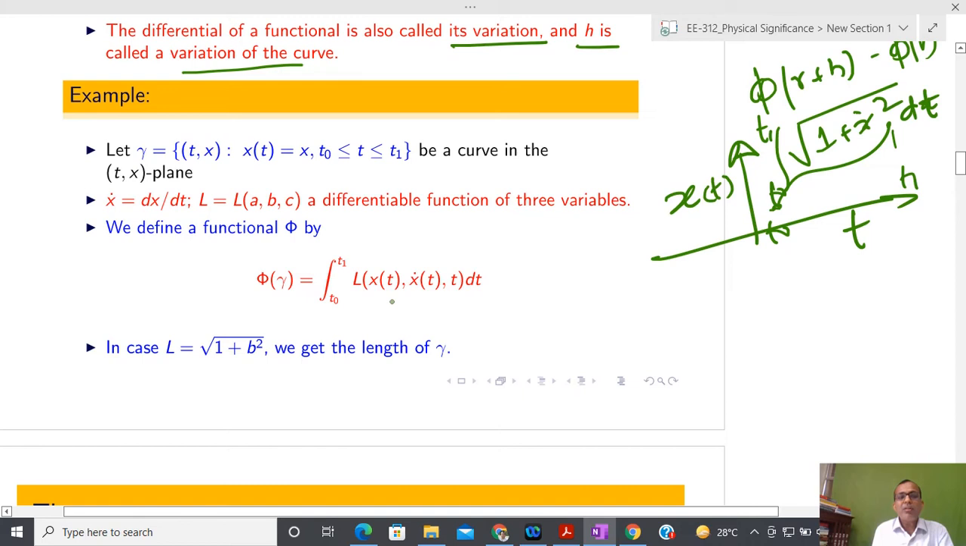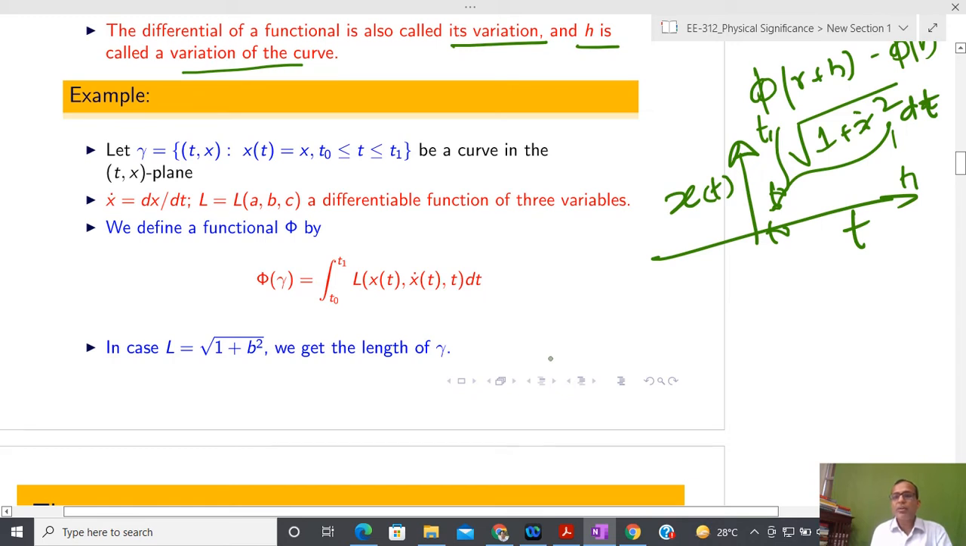Now I can define the functional in a more general way. In this particular example, inside this only x dot came, but in the generalized one it is possible that inside this I have some kind of functional. Here L is the general length, you can say, which is a function of x, x dot and t. So this is the generalized definition of the functional.